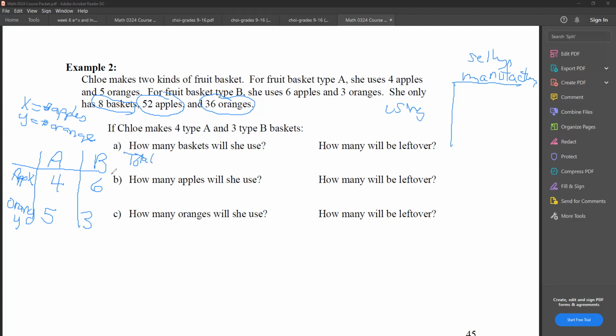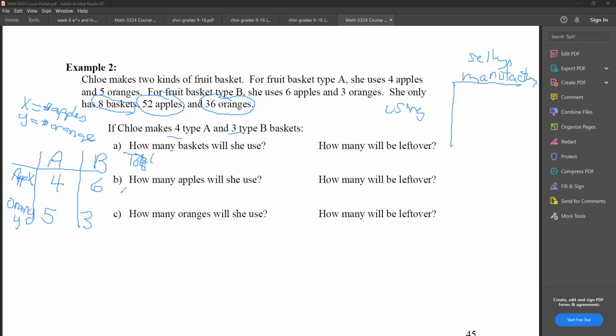All right. So 4 type A. If Chloe makes 4 type A and 3 type B, okay, I'll fill that in later. She's got 8 baskets total. I'll just kind of put that there.